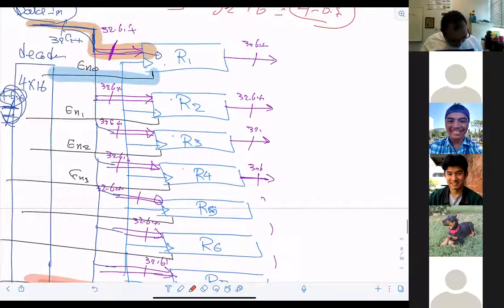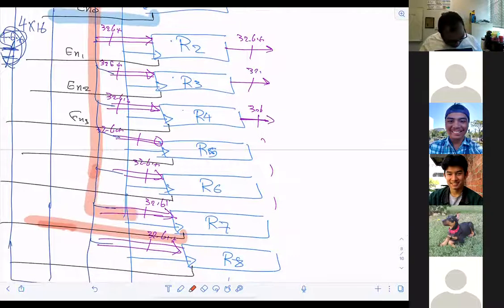So I will use the same color. That means this will go like this, and the data will be written here. The rest are not enabled, so that's why they're not working.